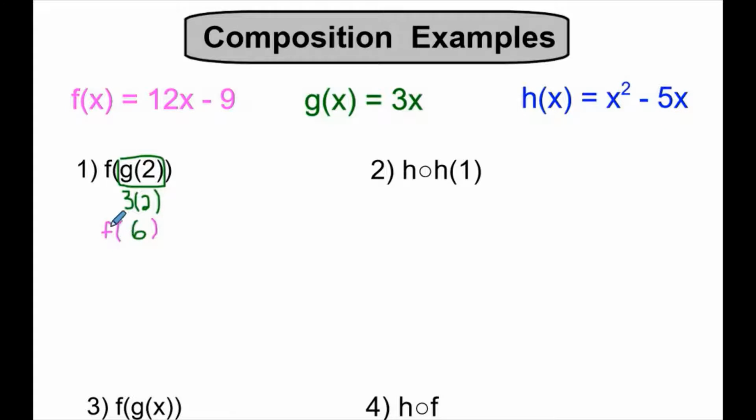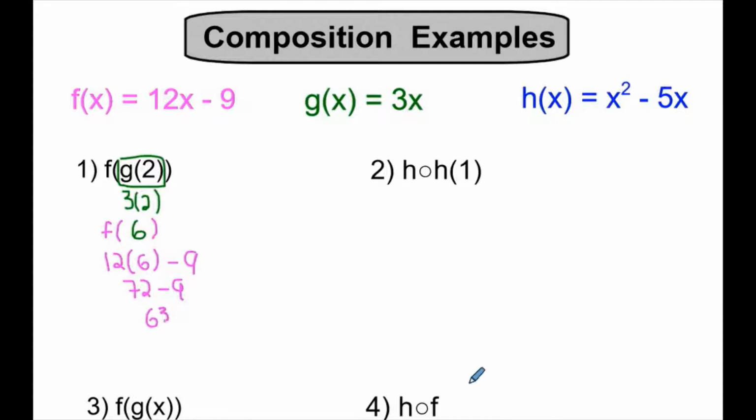And so now I will do f with 6 inside. So I'm going to write down 12, a parentheses to replace the x value, and then a 6. And now I just go through GEMDAS again, starting with, in this case, multiplication. 12 times 6 is, of course, 72. And 72 minus 9 comes out to 63.